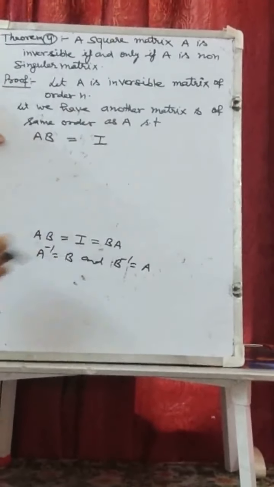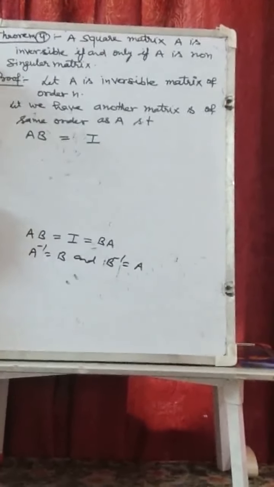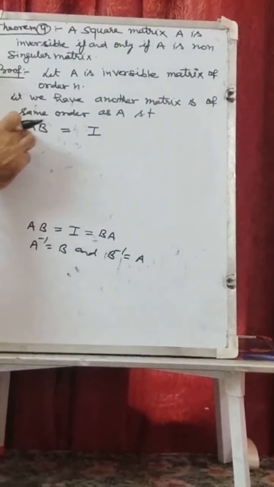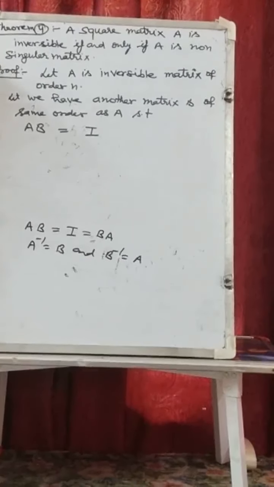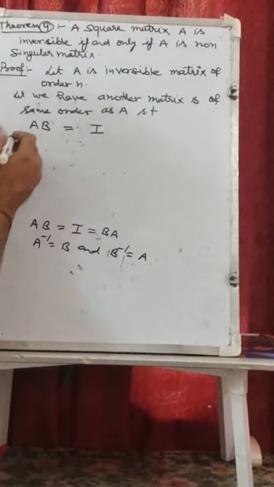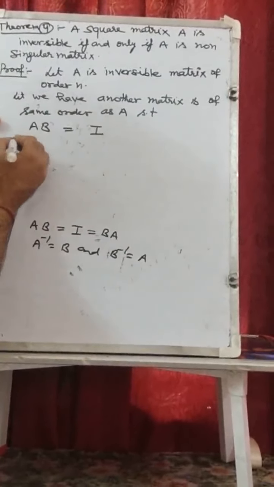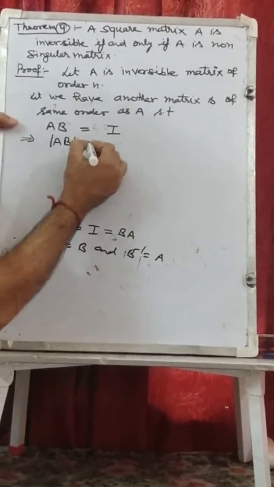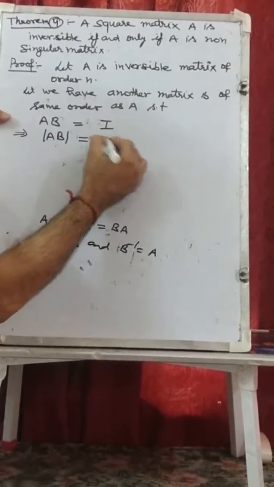इसे अभी हमने डिस्कस किया कि अगर ये इन्वर्सिबल है तो हमारे पास उसी ऑर्डर की एक और दूसरी मैट्रिक्स मिलेगी जिससे कि उनका प्रोडक्ट I हो जाए. तो AB is equal to I. So let us take the determinant on both sides, operating the determinant on both sides. So determinant of AB is equal to determinant of I.